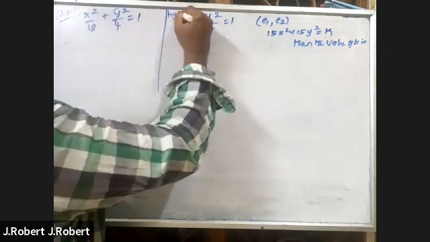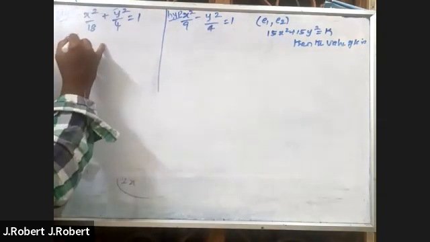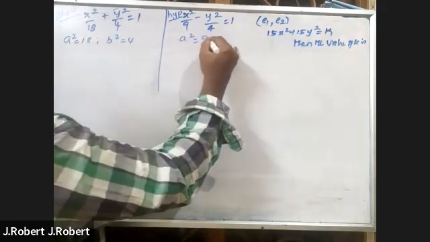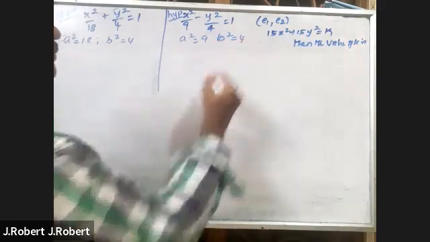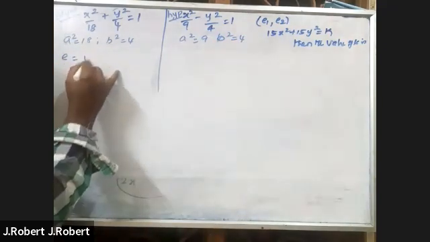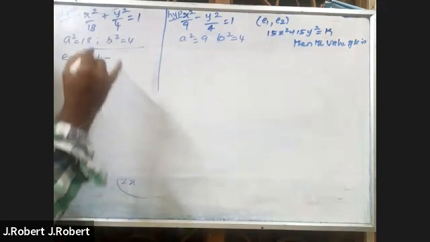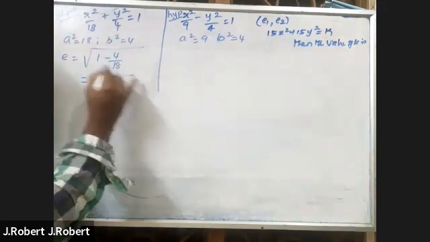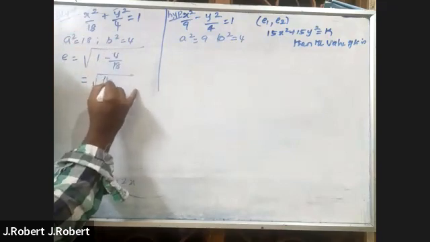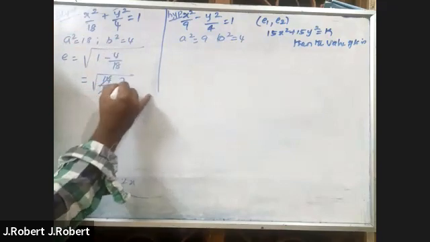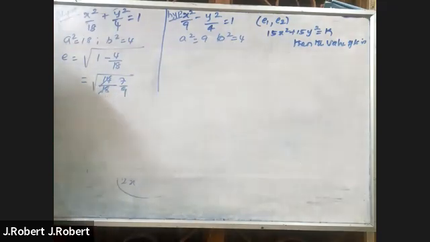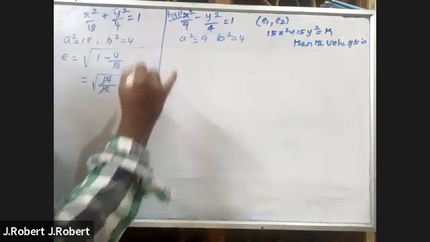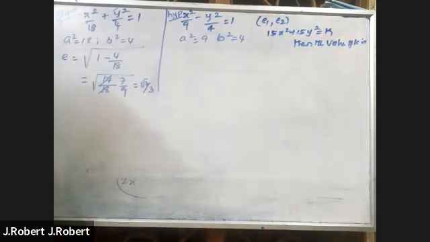This is called hyperbola. So from this, we can get a square equals to 18, b square equals to 4 for the ellipse, and a square equals to 9, b square equals to 4 for the hyperbola. Your e is equals to square root of 1 minus b square by a square, which is 4 by 18. So 18 minus 4 is 14, 14 by 18, we can have 7 by 9. Square root of 9 is 3. I can write this as root 7 divided by 3. Okay, the next one is the same thing.